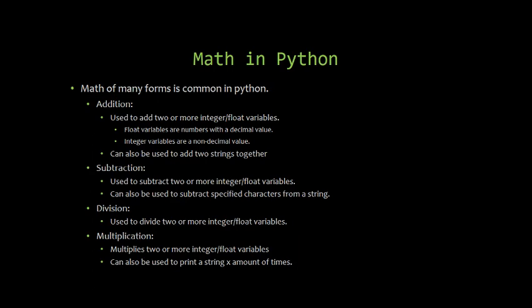So first off, math in Python. There's many forms of math in Python. You can do addition, subtraction, division, multiplication, along with trigonometry. You could do geometry, among many other forms of math in Python, if coded properly. In addition to doing all this math with 2 or more integer or float variables, which integers are basically whole numbers and float variables are decimal values, so 3.14, stuff like that.